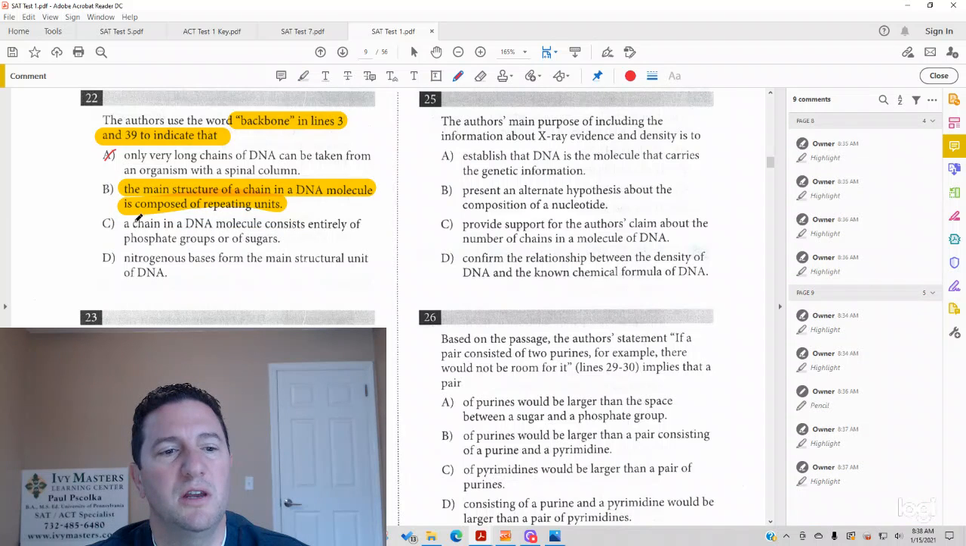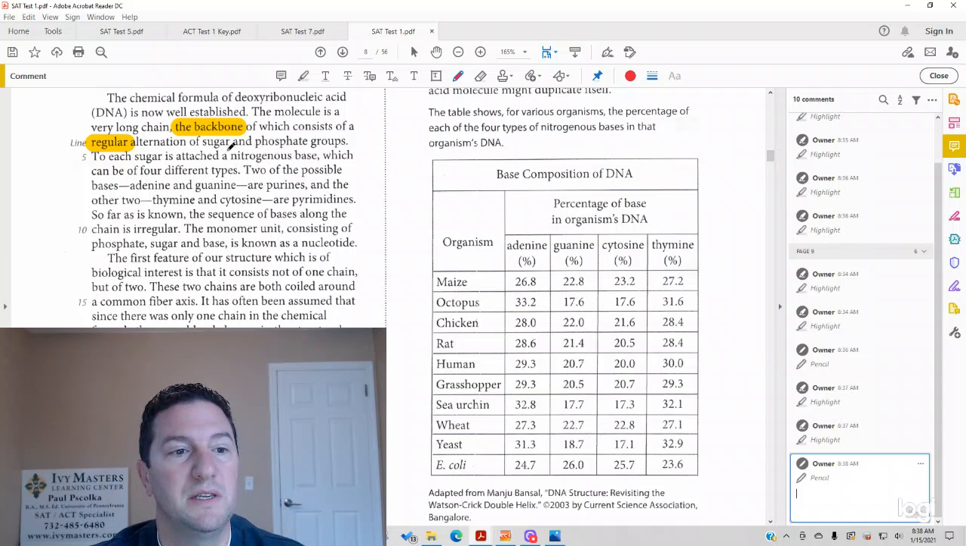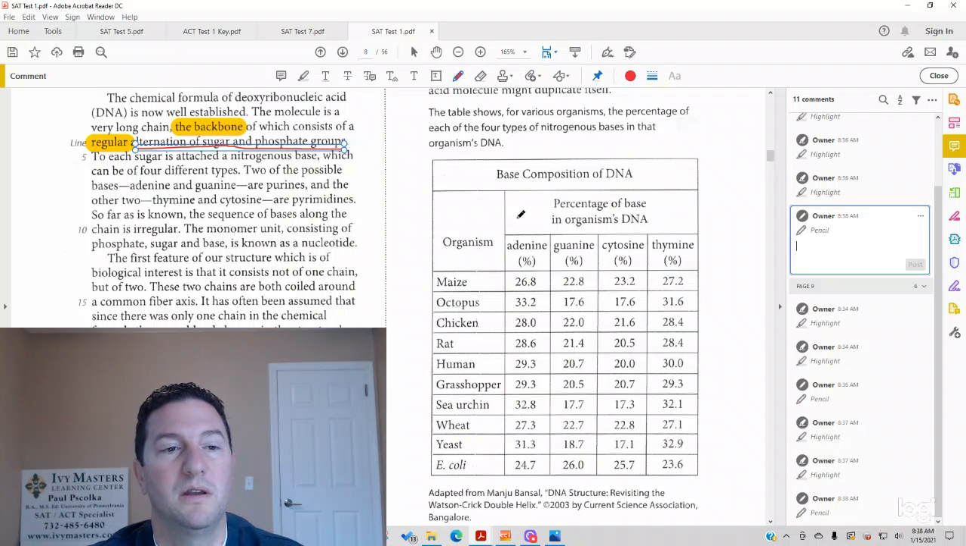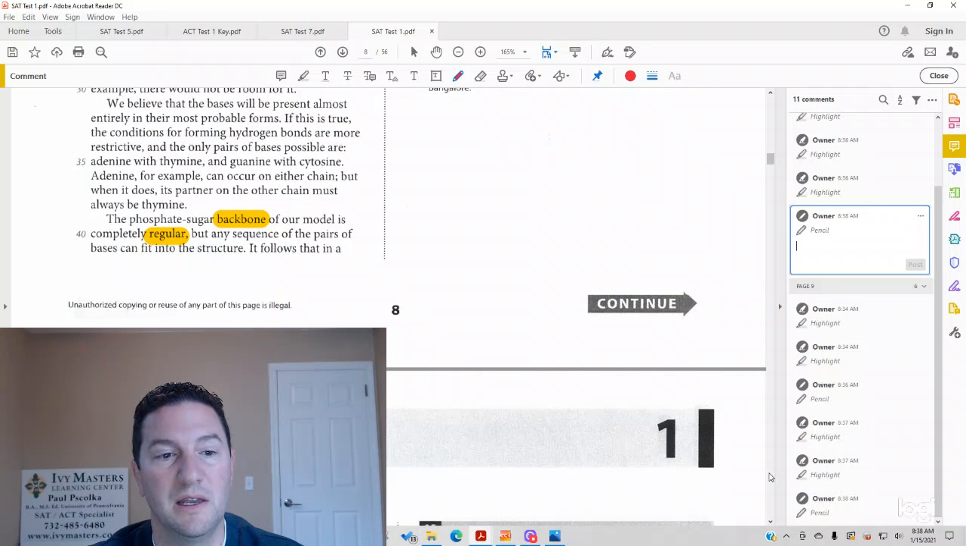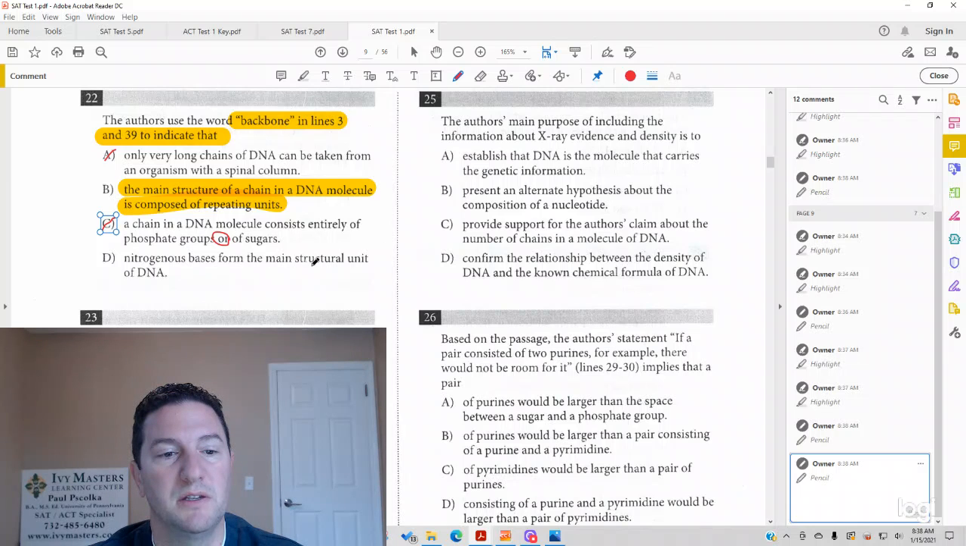Answer choice C. A chain of DNA molecule consists entirely of phosphates or of sugars. So if that's the answer, then you're going to have a DNA molecule that's phosphates, another DNA molecule that's sugars. And here it says the backbone consists of regular alternation of sugar and phosphate groups. So it sounds like one chain of DNA has both sugar and phosphate groups in it, not entirely phosphate or sugar groups. Okay. And then answer choice D, nitrogenous bases form the main structural unit of DNA.